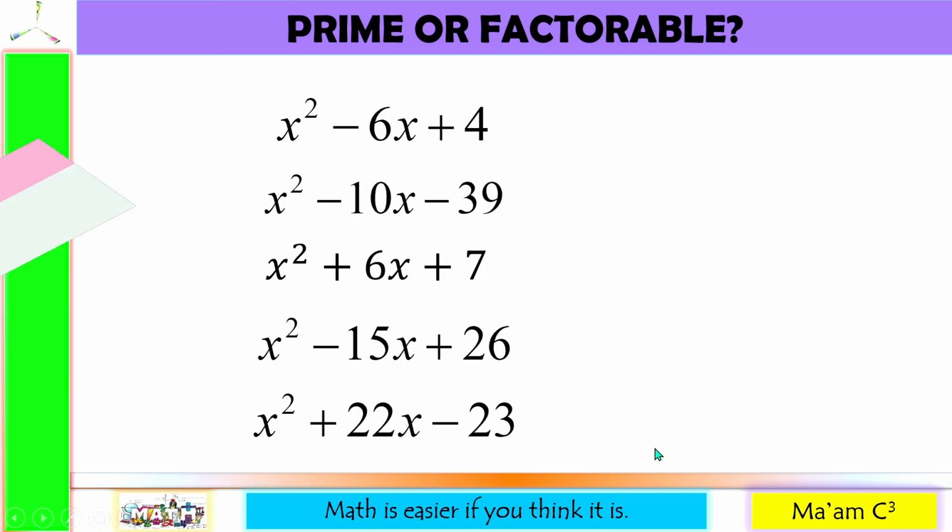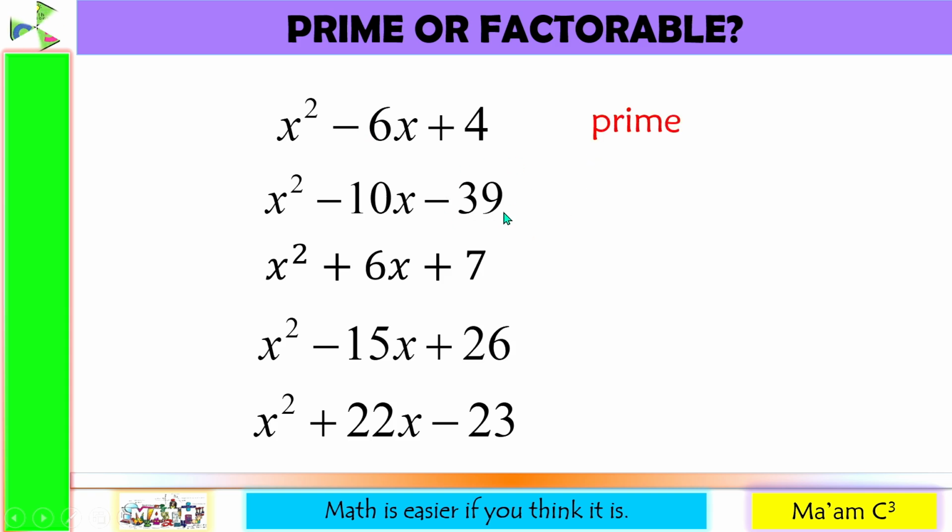Let's have a quick activity. Let's determine if the following trinomials is prime or factorable. Let's start with this one. Can you think of factors of 4 that when you add will give you negative 6? There is none. So it means this trinomial is prime.